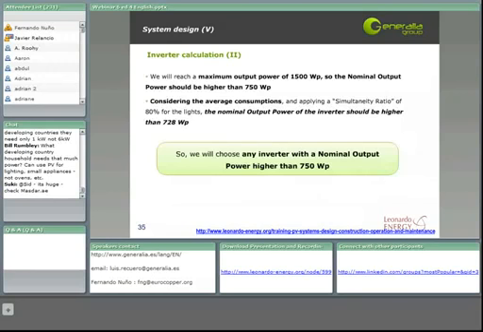Now, by the other side, we have to consider the average consumption, and applying the simultaneous ratio that we were talking about in the previous slide, we can get then the nominal output power of the inverter should be higher than 728 watt peak. So, we have to choose the most conservative one of both limits. In this case, it will be 750 watt peaks, and then we have to choose an inverter with a nominal output power higher than 750 watt peaks.